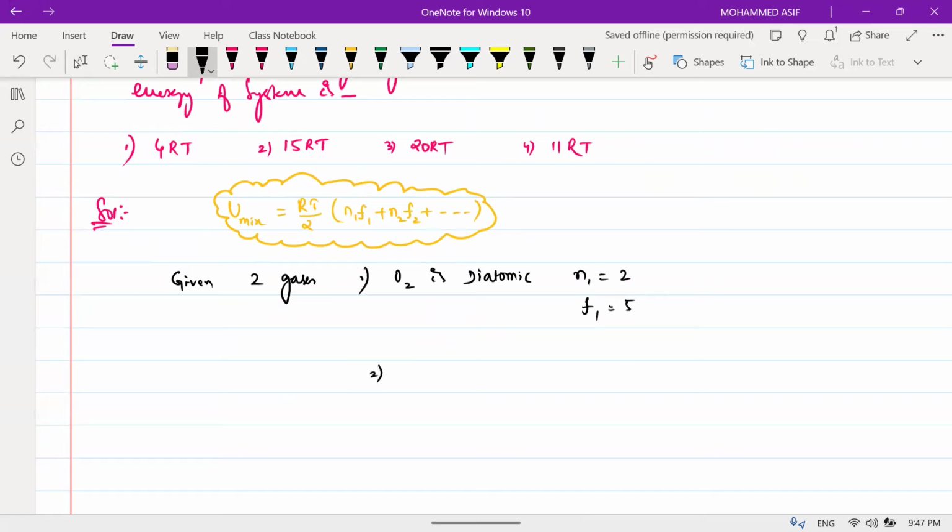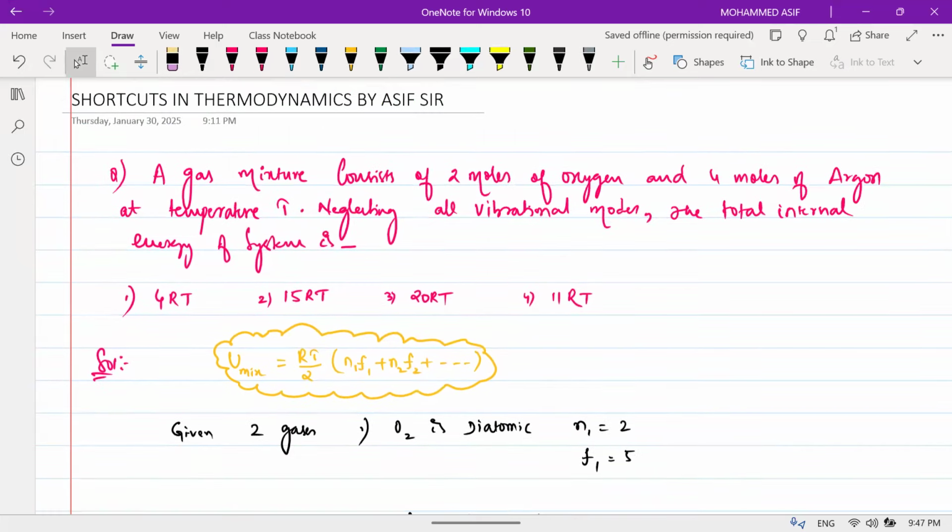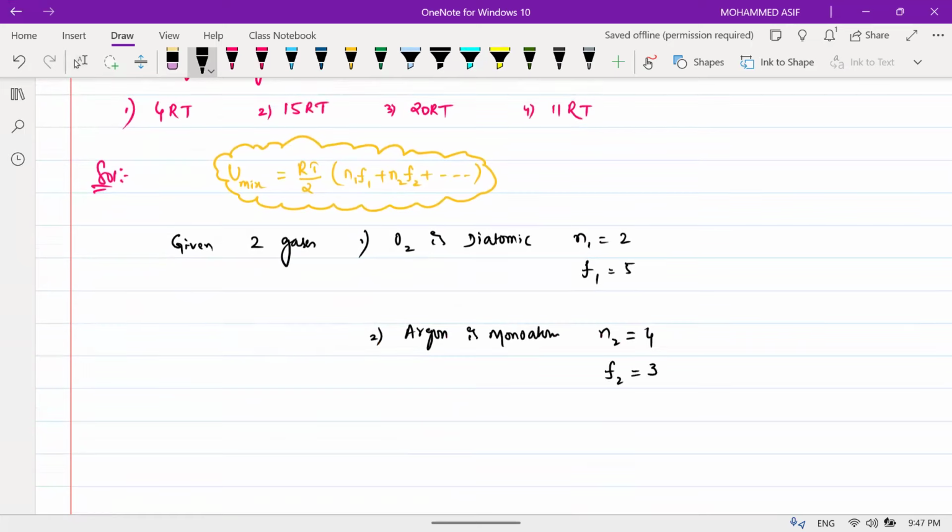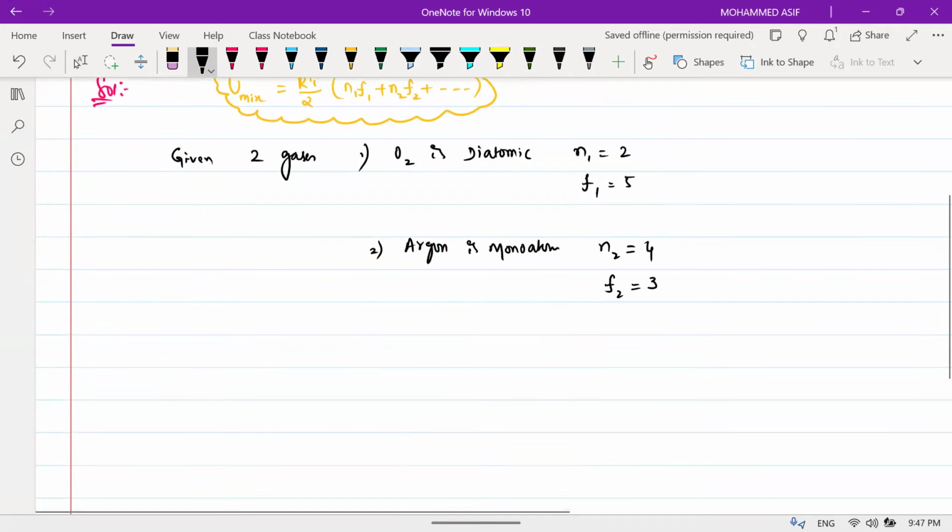And what is the second gas? Argon. Argon is monoatomic. For monoatomic argon, how many moles have been given? See in the problem, 4 moles of argon. That means N2 is equal to 4. And the number of degrees of freedom for a monoatomic gas is 3. So has the answer been made? How many minutes is it taking?